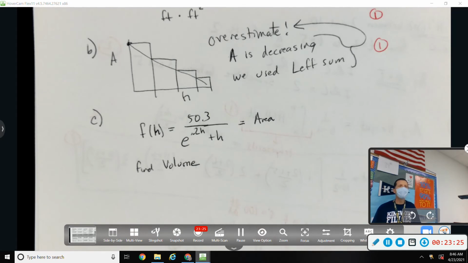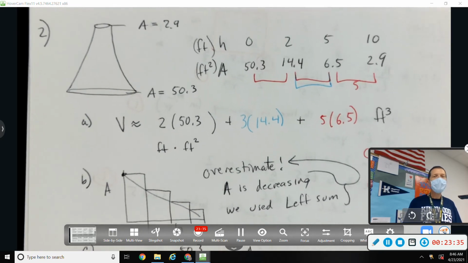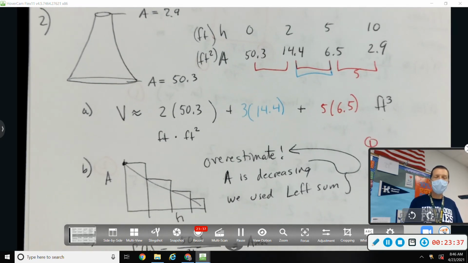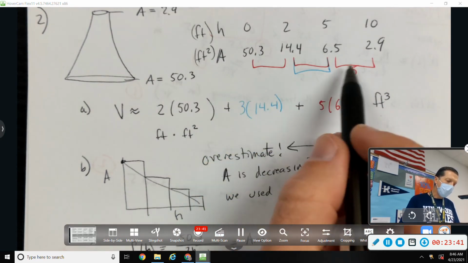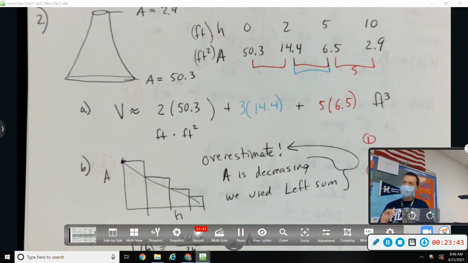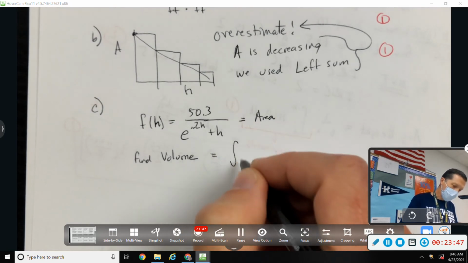Plug what into the calculator? What'd you say? I said integral. Integral. It's very much related to what we did in part A, and maybe that's why they ask it in that order. Because we estimated the volume by doing a Riemann sum, which gives us an approximation of the integral. And now we can just find the actual integral.